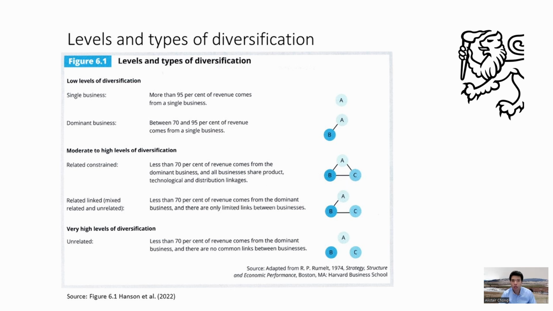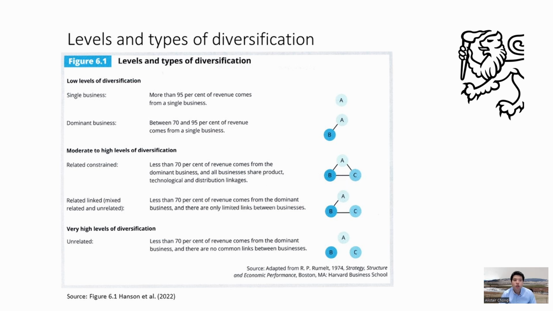So there are a number of levels and types of diversification. You can see that it's broken into three areas here. The first is what we call low levels of diversification. So we have single business or dominant business diversification. And you can see the diagrams on the right here showing you what a single business and a dominant business level of diversification looks like.